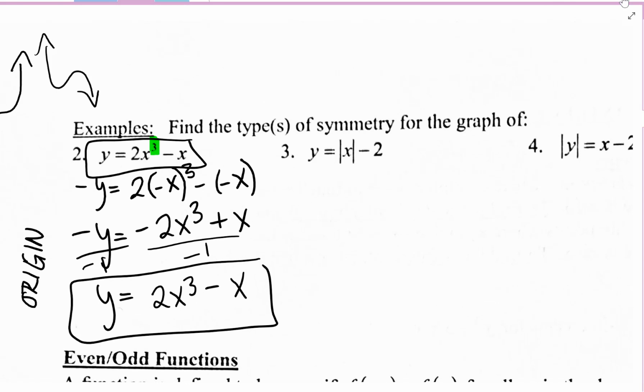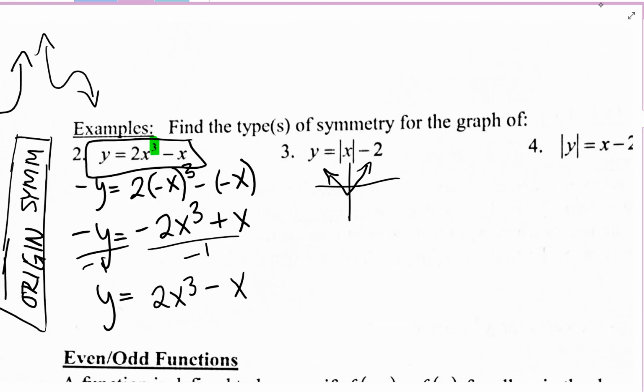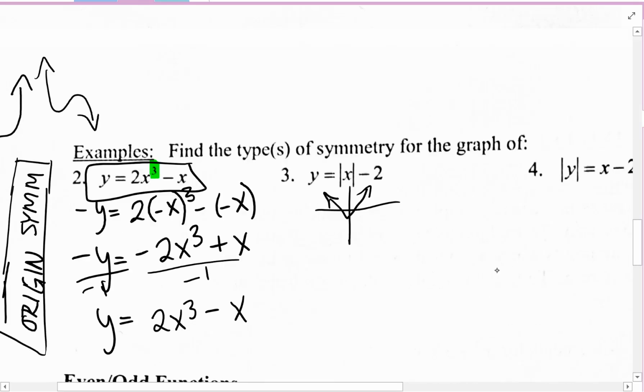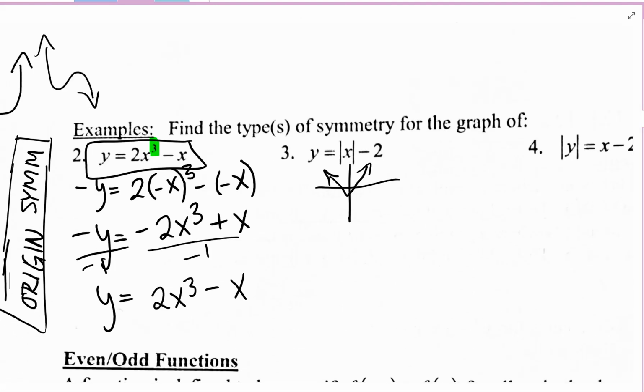This right here is an absolute value, which is a V shape. And then subtracting 2 at the end means we went down, a vertical shift. That seems like it might have y-axis symmetry. In fact, an absolute value that's facing upward can only possibly have y-axis symmetry out of the 3 types we're testing, if it even has that symmetry. So let's check it out.